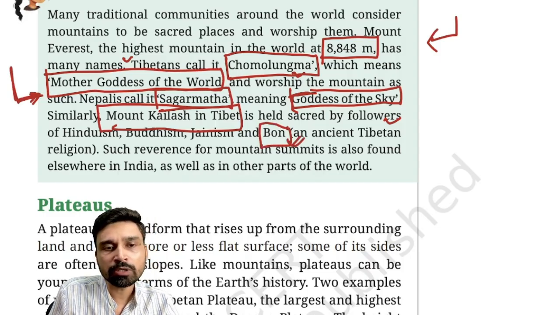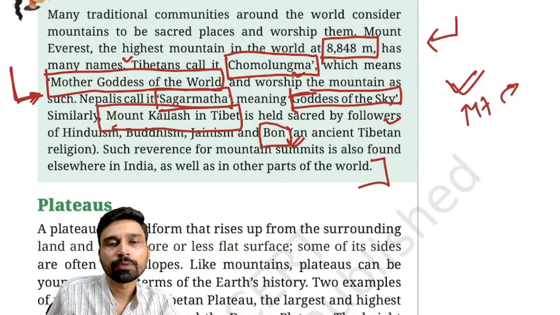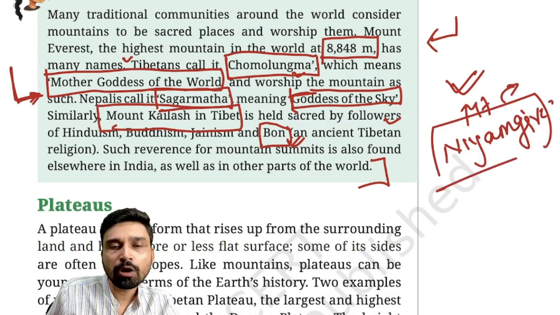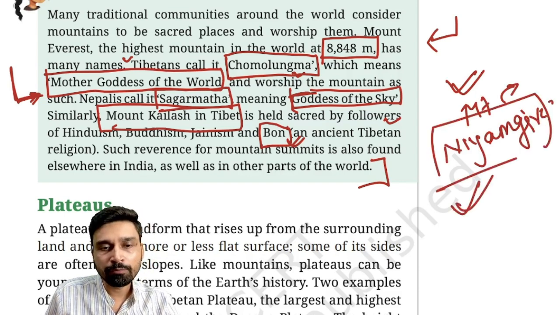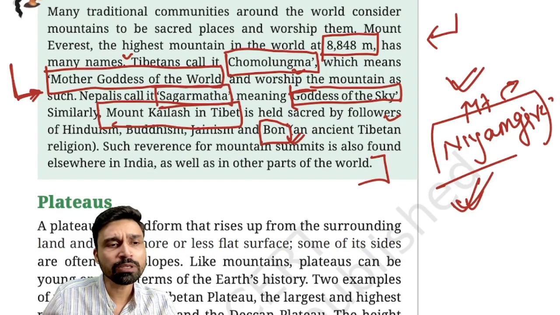So such reverence for mountain summits is also found elsewhere in India. Many places in India you will find where a mountain is revered. For example, Niyamgiri can be one example. So Niyamgiri hills you have in Odisha. The local tribal community also believes that ancestral spirits reside in the Niyamgiri, and that's why they worship it. So that's about the first landscape.